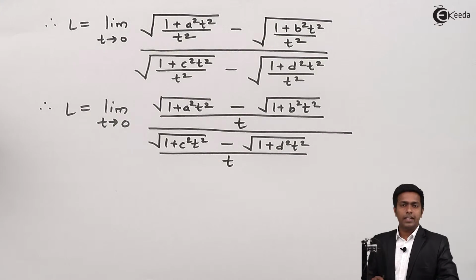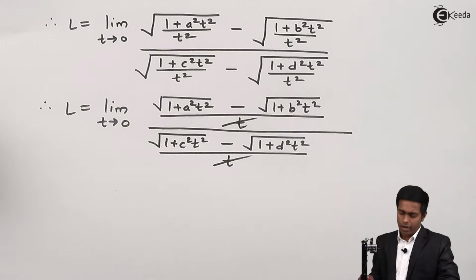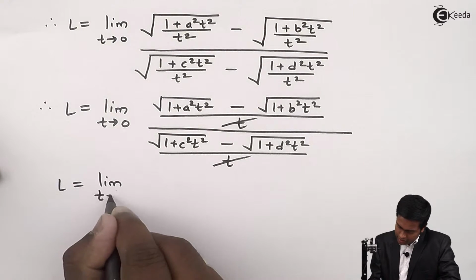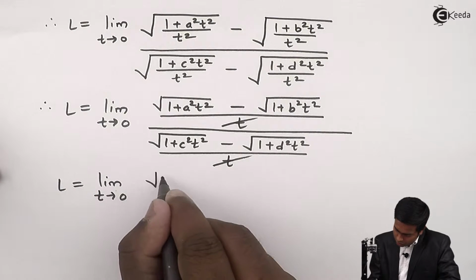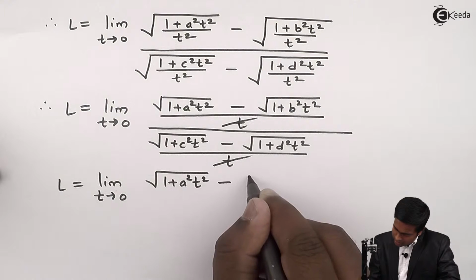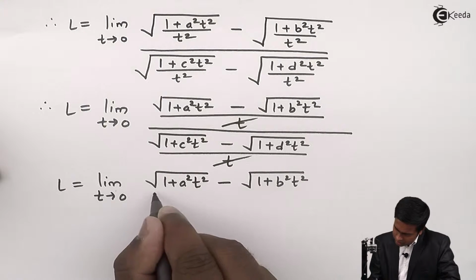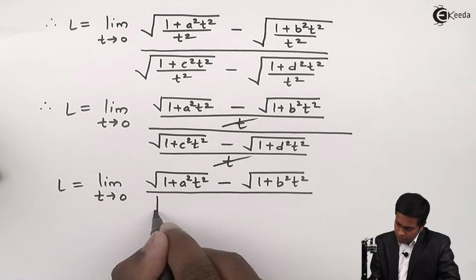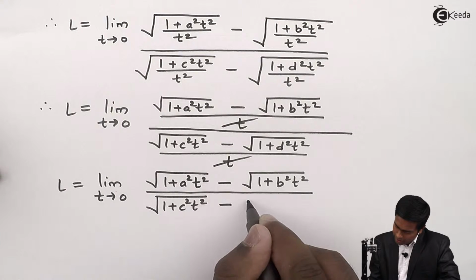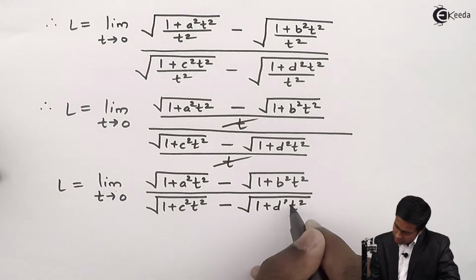after this we'll cancel t from the numerator as well as from the denominator, and we'll get L as the limit as t tends to 0 of the square root of 1 plus a square t square minus the square root of 1 plus b square t square, upon the square root of 1 plus c square t square minus the square root of 1 plus d square t square.